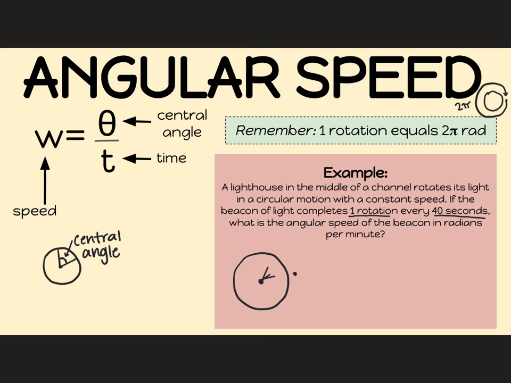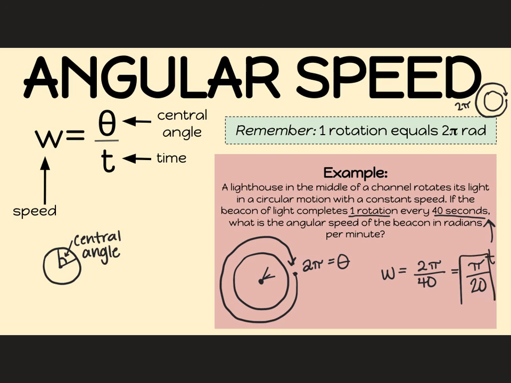Okay, so we just said 1 rotation is 2 pi radians. My time is 40 seconds. So this right here is my theta. This right here is my time. And I just plug those in. So W equals 2 pi over 40. If you simplify 2 over 40, you're going to get pi over 20. You're more than welcome to just leave it like that.